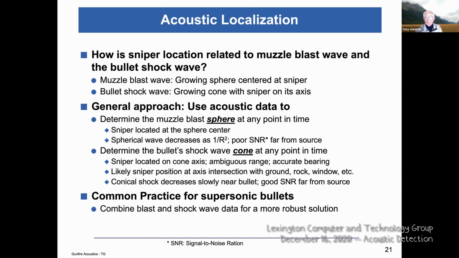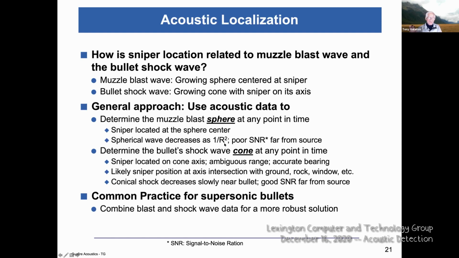So what do we need in order to localize the sniper? We need to essentially determine where the sphere is of the muzzle blast, if we can measure it, or we have to determine where the cone is. Define it in space, that is. If you define the sphere in space, you know where its center is, therefore you know where the sniper is hitting from. If you define the cone, all you know is where the axis of the cone is, but you don't know where the cone started because it constantly grows as it goes away from the sniper.